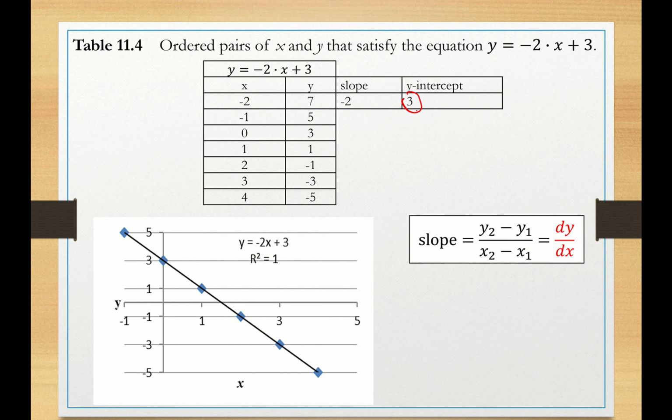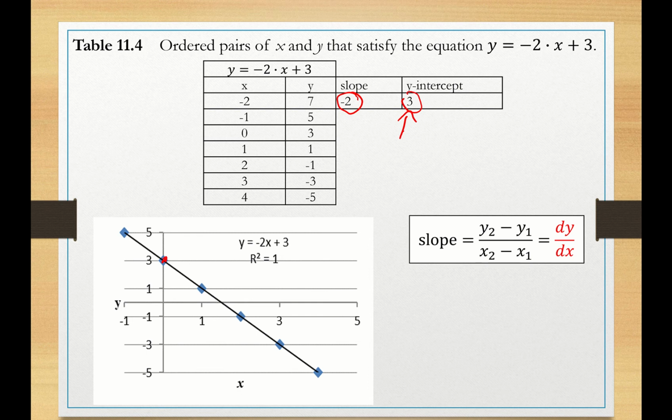If this is related to concentration kinetics of drugs in our body, the initial concentration at 0 time will be equal to 3, because the y-intercept is the value of y when x is equal to 0. And you can see there that it is equal to 3. Now, the slope, which in this case is -2, is actually the rate of reduction of drug concentration in the body, let's say.